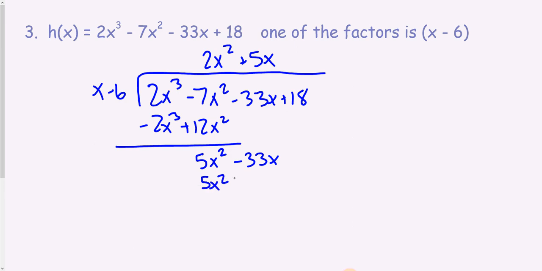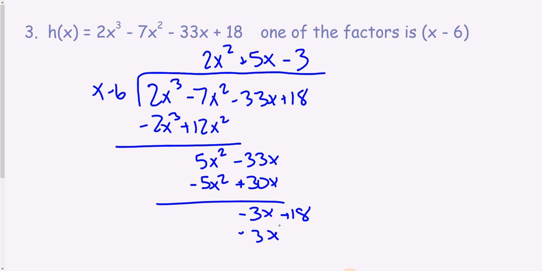5x squared minus 30x. Change signs. Add minus 3x. Bring down the 18. Divide out the x. Multiply. Change the signs. 0. Just like that.